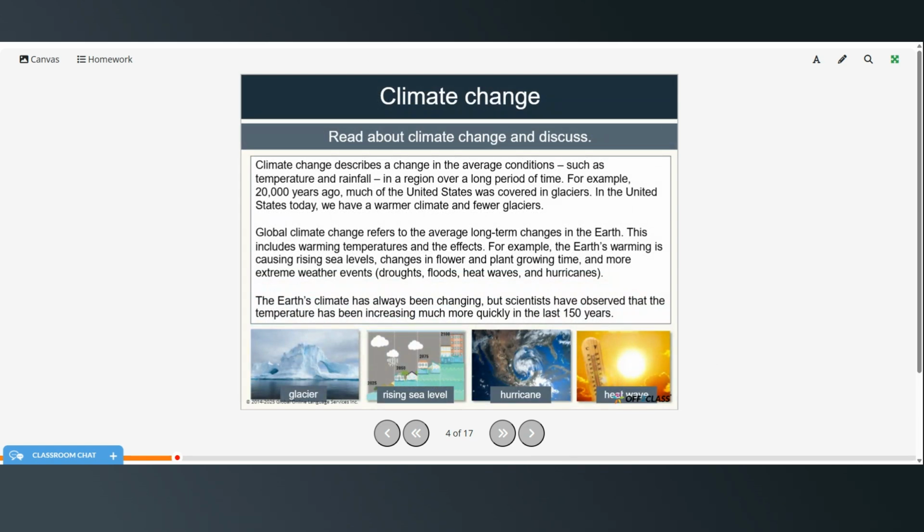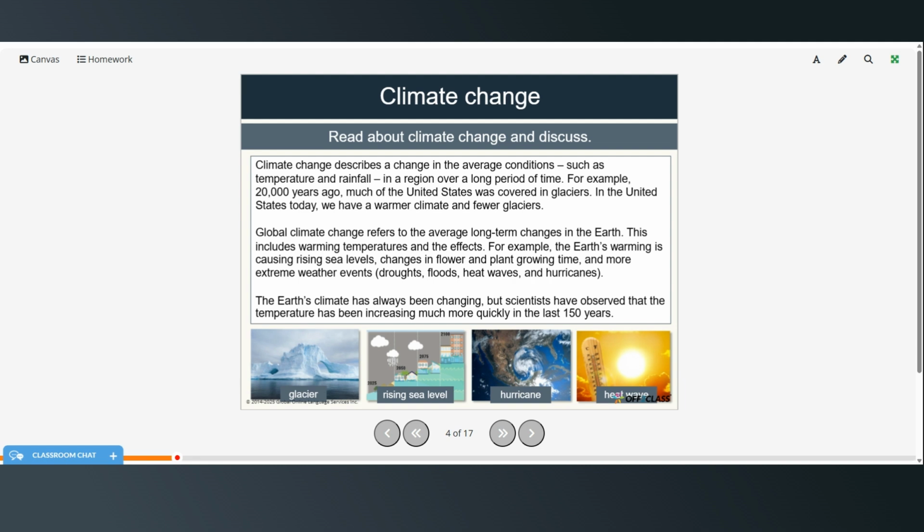Now we'll read about climate change. Climate change describes a change in the average conditions, such as temperature and rainfall, in a region over a long period of time. For example, 20,000 years ago, much of the United States was covered in glaciers. In the United States today, we have a warmer climate and fewer glaciers. Global climate change refers to the average long term changes in the Earth. This includes warming temperatures and the effects.